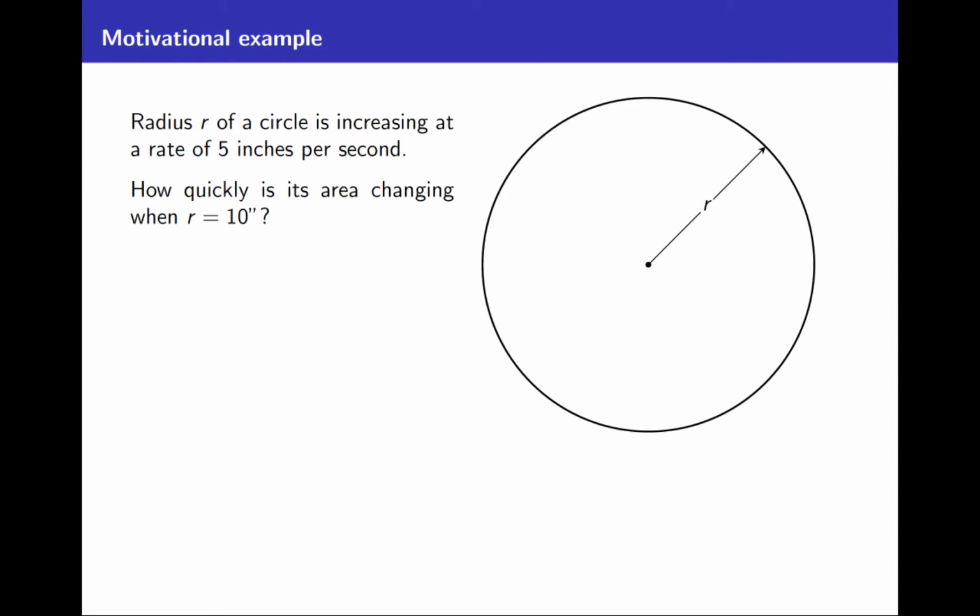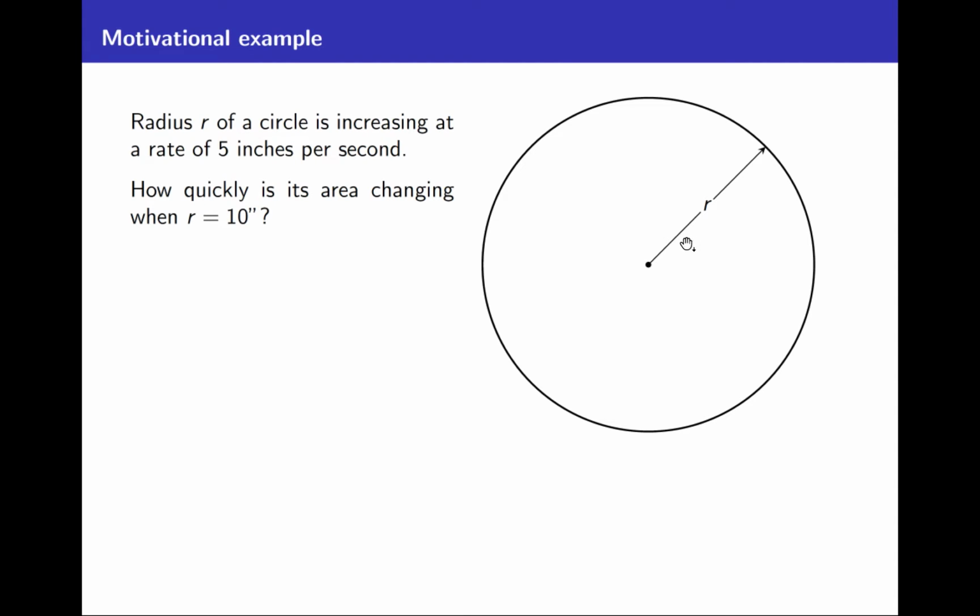Now, area is square inches, so the rate of change of area is going to be some number of square inches per second. So we're asking at the precise instant that the radius is 10 inches, how quickly is that area changing? The area of that circle, how quickly is it changing in square inches per second?